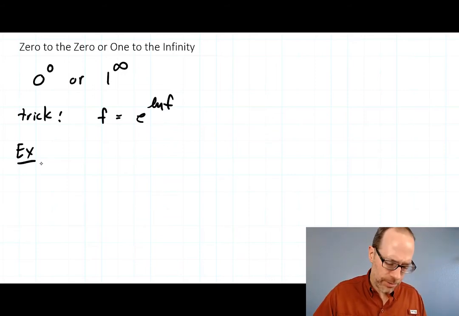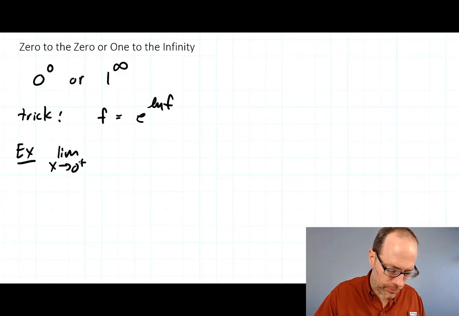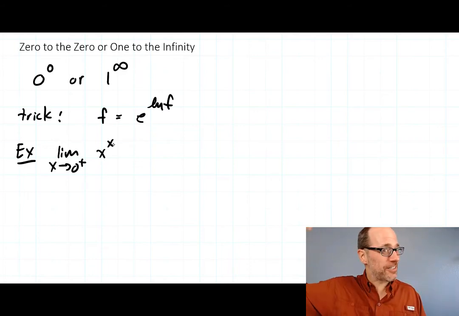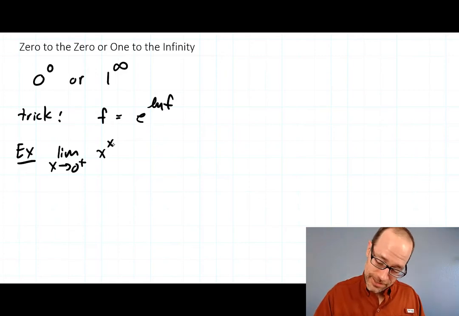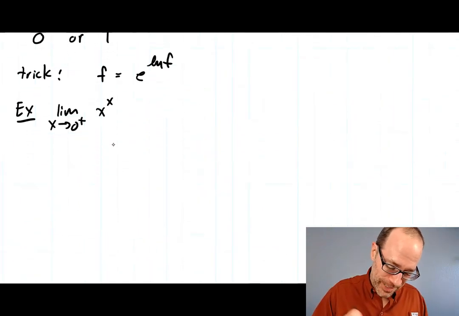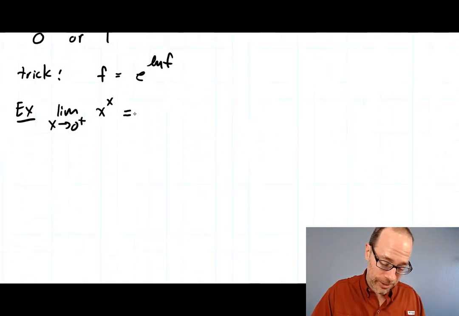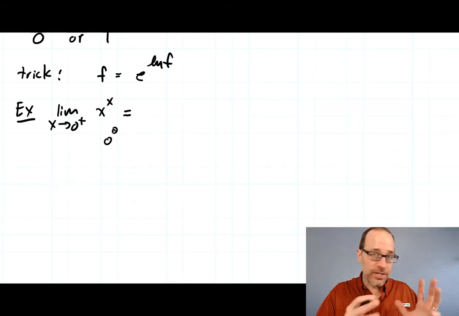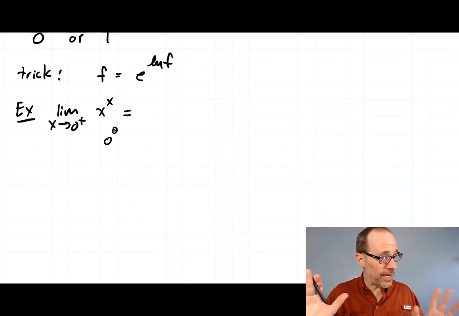So, the first example is this. The limit as x goes to 0 from the right of x to the x. This is a fun one. In fact, the fun thing is you can do x to the x to the x to the x to the x forever. That's an enjoyable function. But let's not do it here. So first of all, x is converging to 0 in both places, so it's that 0 to the 0 form, so no L'Hopital's yet.